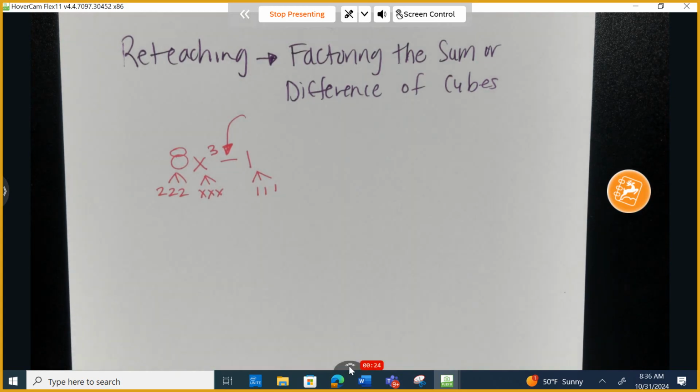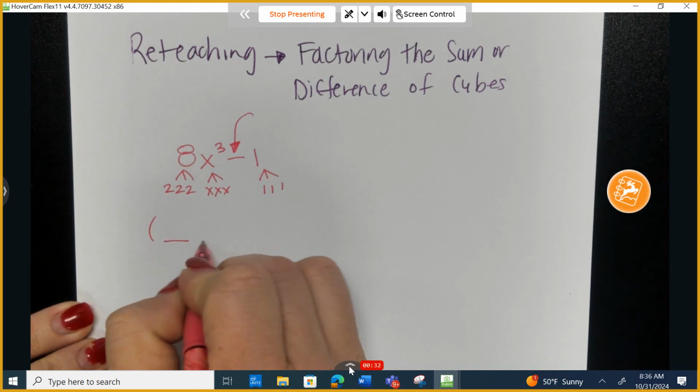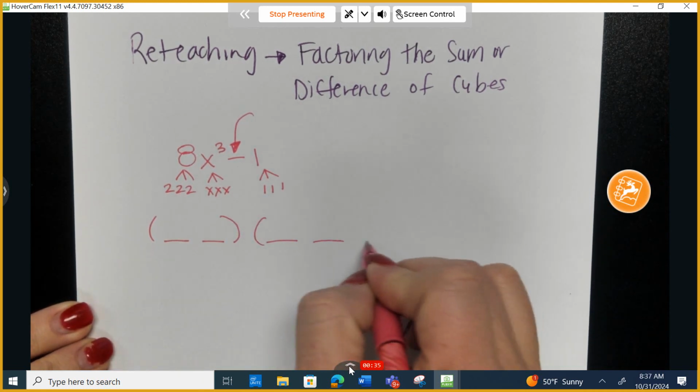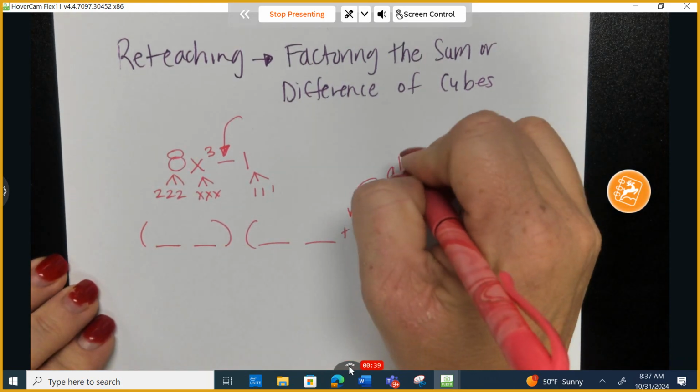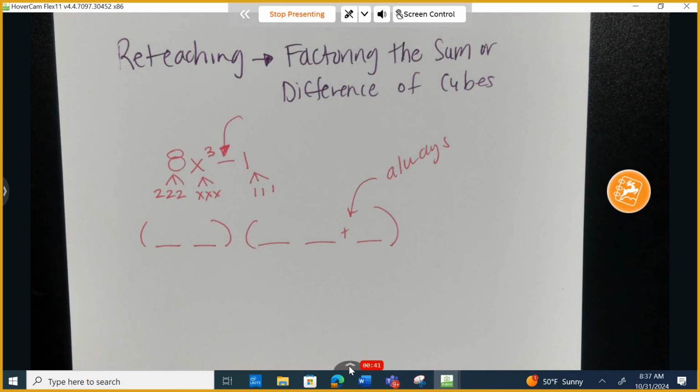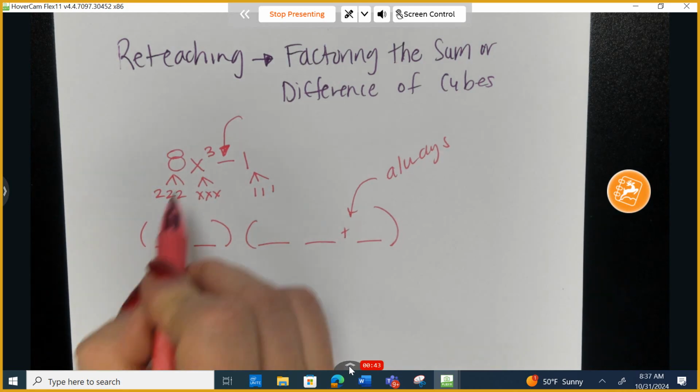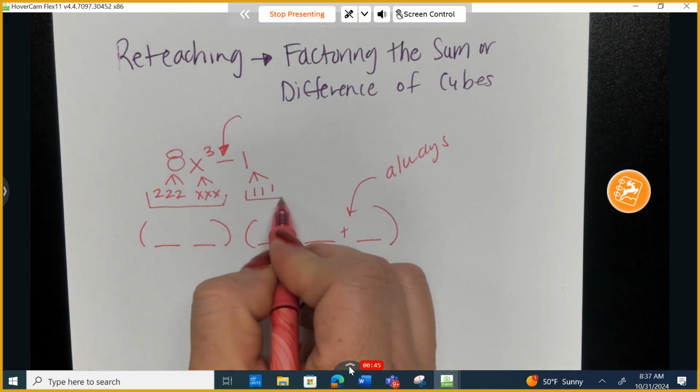Okay, so I've broken out the 8 into 2, 2, 2, the x into x, x, x, the 1 into 1, 1, 1. And now we move forward with factoring this. There's always 2 terms in the first parenthesis and 3 terms in the last parenthesis. The last symbol will always be positive every time. So into the front, I go up above. This is considered the front, and this is the back.